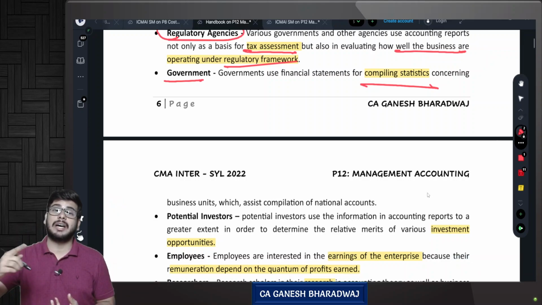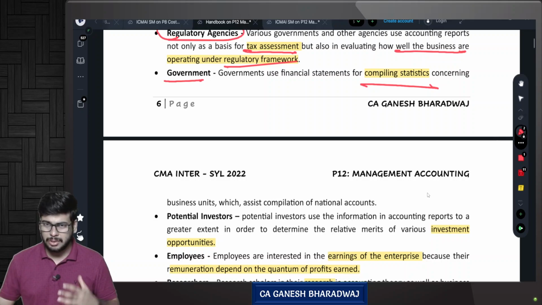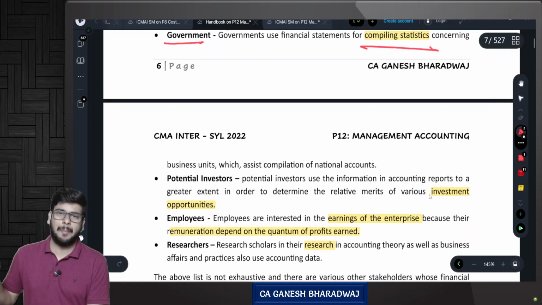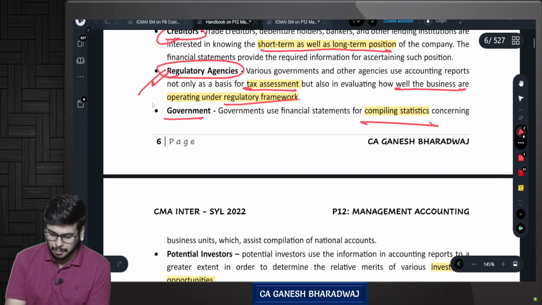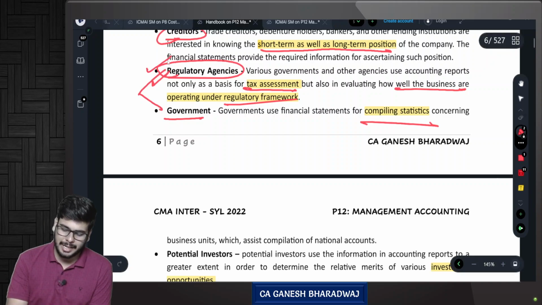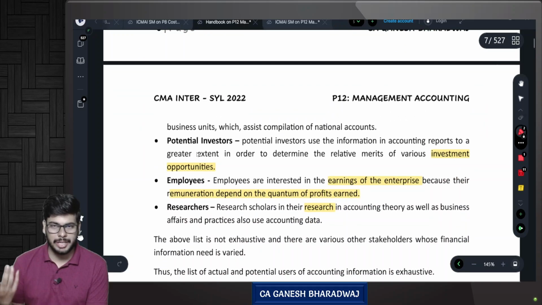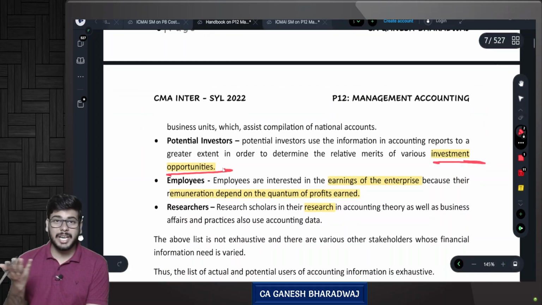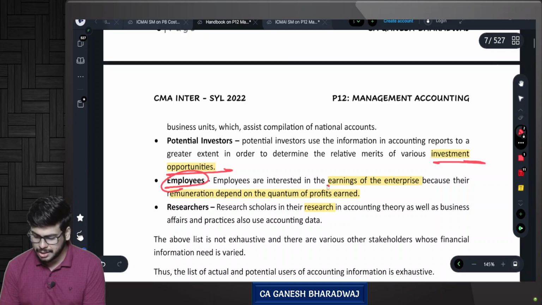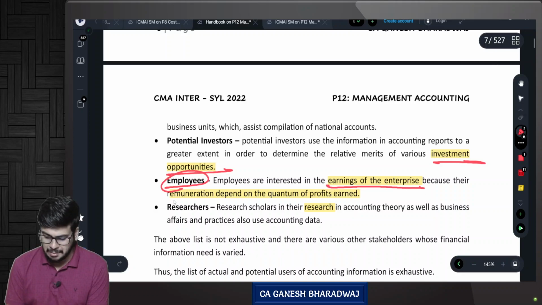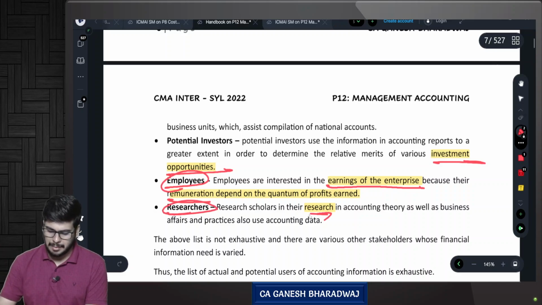A company that has a valuation of $1 billion or more is called a unicorn startup. So how many companies are like that? So many things, so many parameters for compiling statistics the government might use, apart from the taxation aspect and the regulatory aspect. Technically speaking, both are part of government only. They have segregated the regulatory agencies and government separately. Clear? Potential investors, why do they need the accounting information? For gauging the investment opportunities. Employees, why do they need it? Because they might be interested in knowing the earnings of the enterprise, because their remuneration might depend on the quantum of profits. Researchers, to do some research, fine, they need some accounting information.